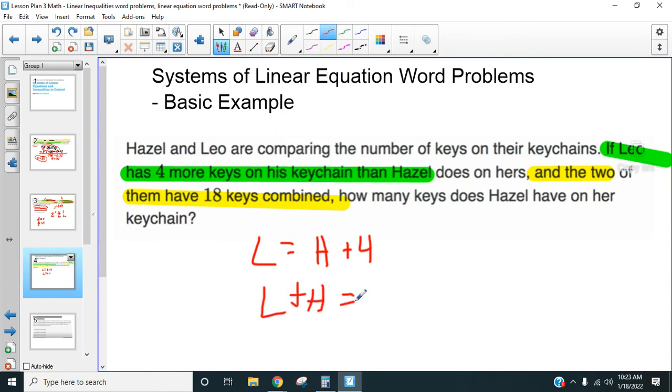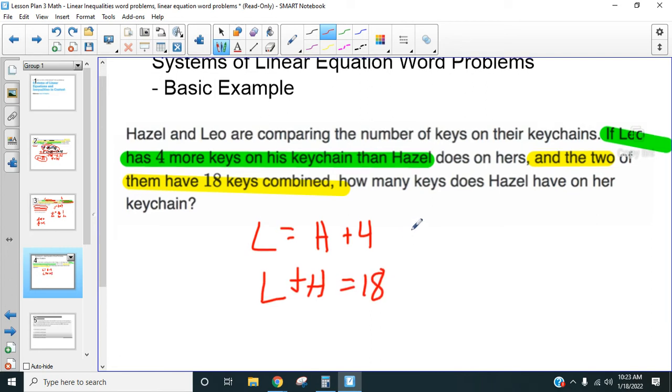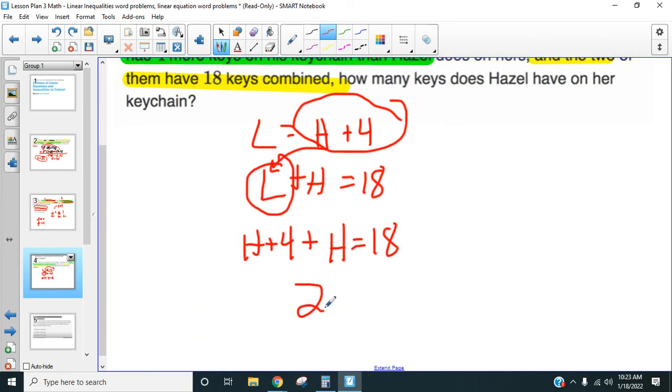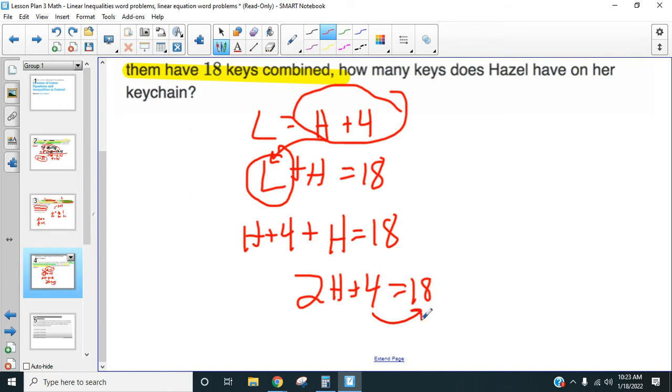So they would have a sum of 18. Now you can use substitution. So this is the other method we learned. H plus 4 takes the place of L. A little sloppy, I'm going fast. Now we can combine like terms and solve. Solve this in 2 steps. Subtract 4 and then divide by 2.